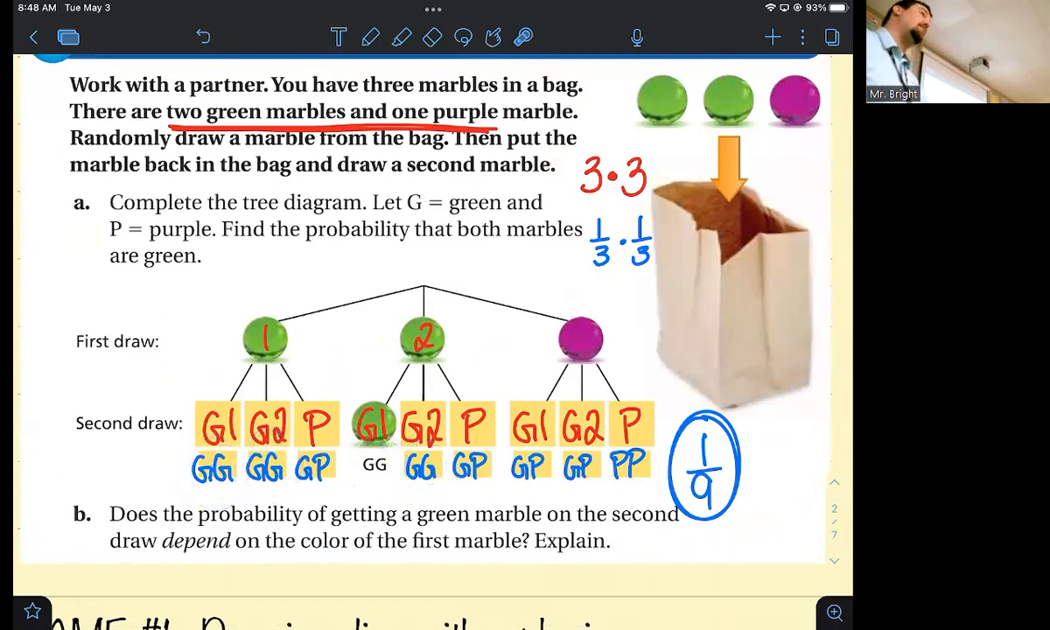There is a 4/9 chance of getting both green marbles. And then there's a 4/9 chance of getting a green and a purple. And then the 1/9 chance of getting both purple.